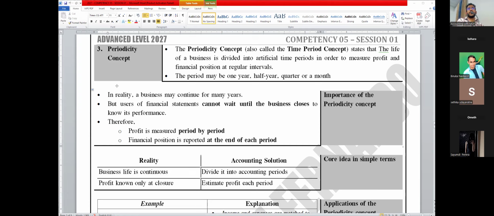Going concern. What did we assume? Business will carry on its activities in the foreseeable future.